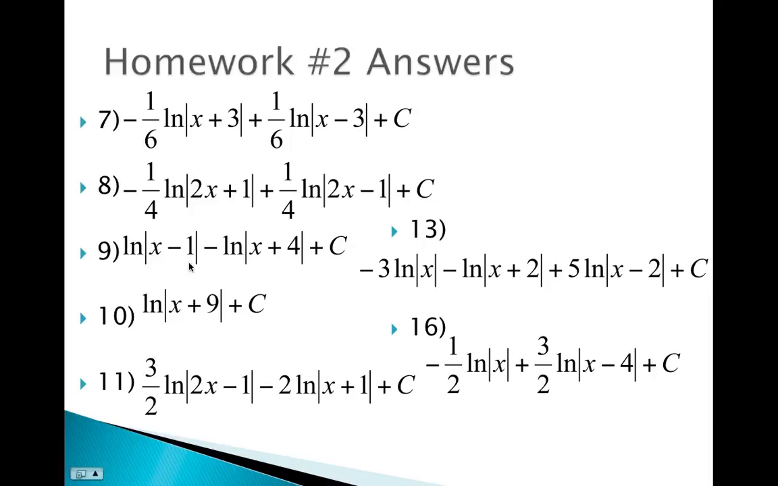I have a feeling you had a hard time in number 8 and perhaps also in number 11. The thing is that your argument was 2x plus 1. So you needed to do u substitution, and then du was equal to 2x, which means you needed an extra 1/2 out front, which is why these came out to -1/4 and +1/4.